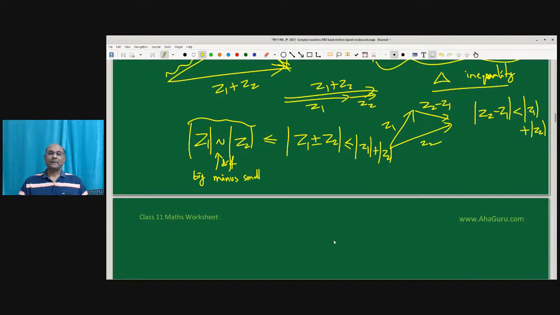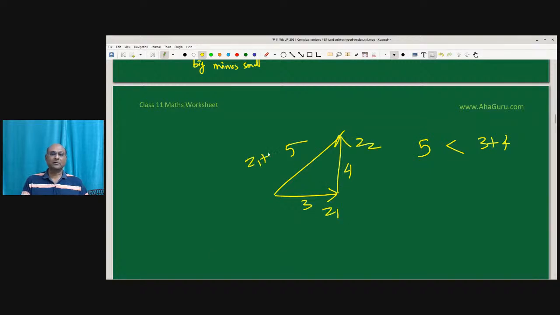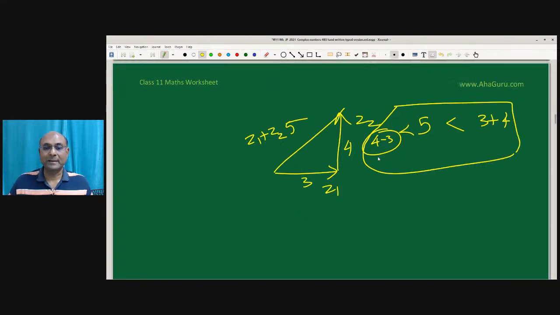So, for example, if I say 3, 4, 5, I'm just using a right angle triangle. What we are saying is 3 plus 4 is bigger than 5, right? This is 3, 4, Z1, Z2. This is Z1 plus Z2, right? This is modulus of Z1 plus modulus of Z2. This is modulus of Z1 plus Z2. And this is greater than 4 minus 3. Why 4 minus 3? You can also do 3 minus 4, but take the bigger minus the smaller. Of course, it's greater than 3 minus 4 anyway, because that is a negative number.